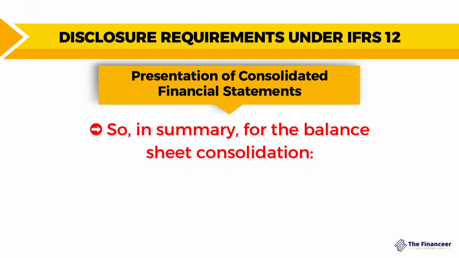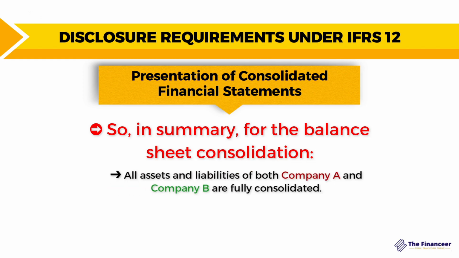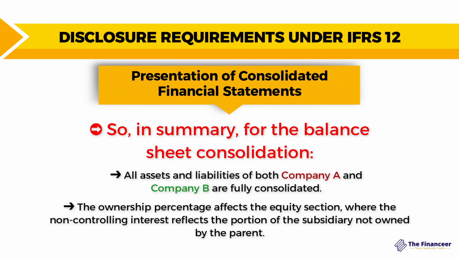So in summary, regarding the consolidated financial position, all assets and all liabilities of both company A and company B are fully consolidated. The ownership percentage affects only the equity section, where the non-controlling interest reflects the portion of the subsidiary not owned by the parent, as we explained before.